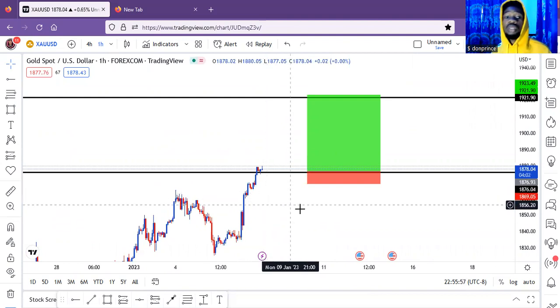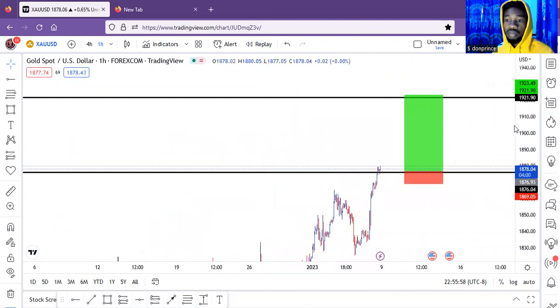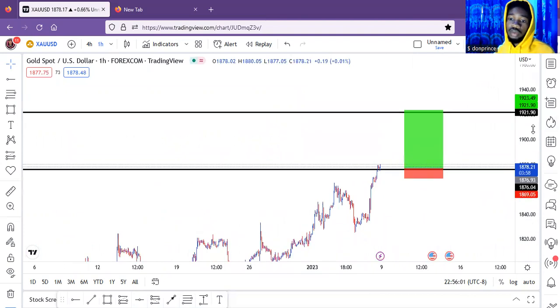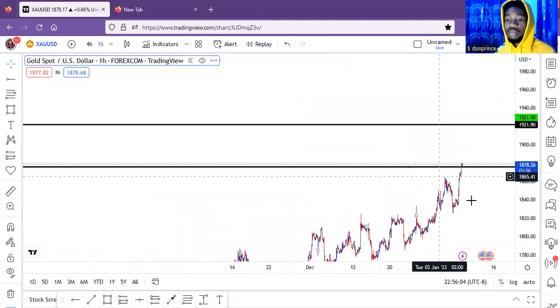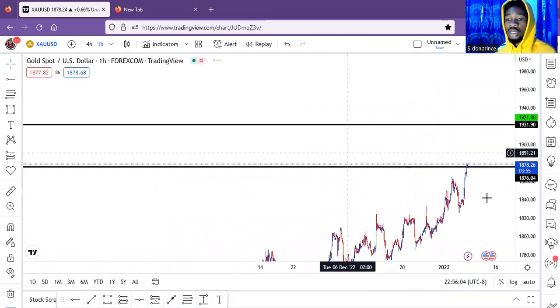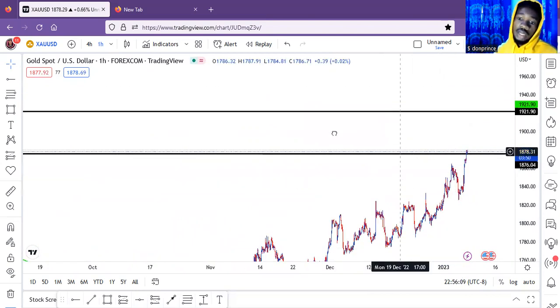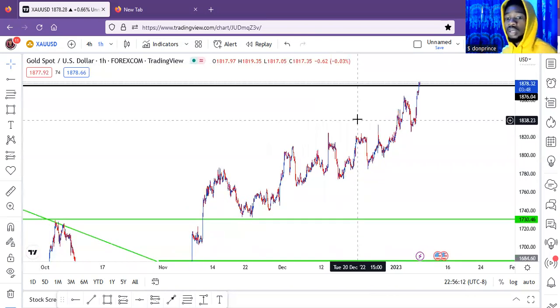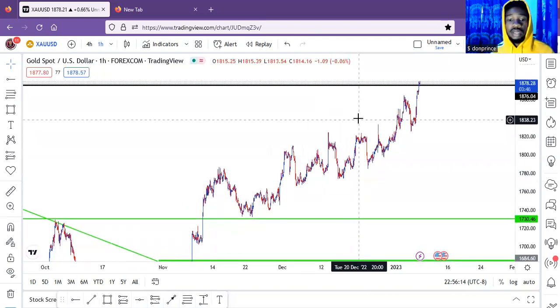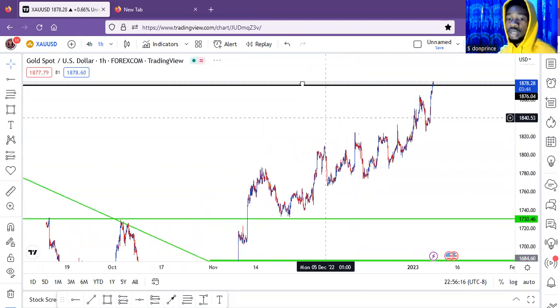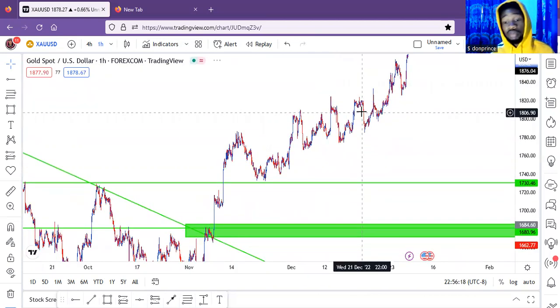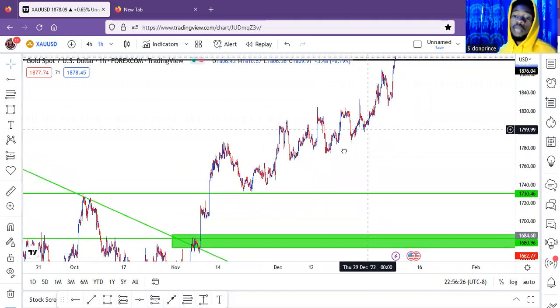So in a nutshell for gold, in a higher time frame perspective, gold is still bullish. In the daily time frame, it's still in a range. It invalidates the double top, and it's going back up to 50% of the previous double top structure move. So we still have a bullish intention on gold, right?